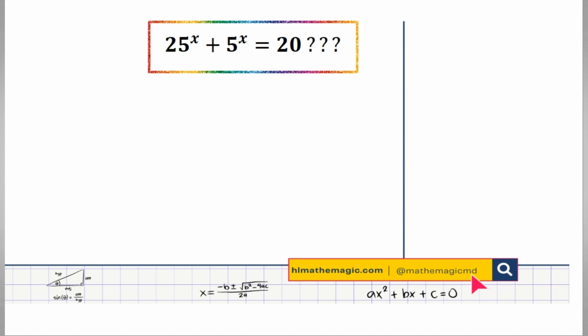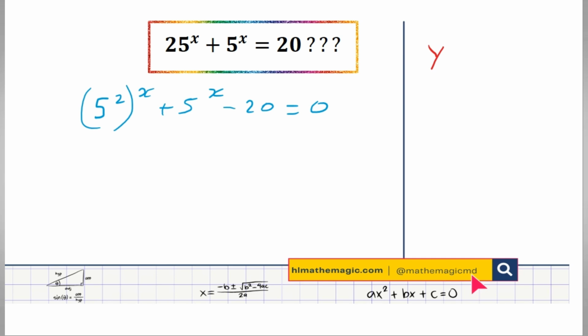So noticing first here that 25 is actually 5 squared, we could say that this is 5 squared to the power x, plus 5 to the x, and we can move the 20 to the left to make sure that we have all the variables on the same side, which will make our life a little bit easier. And this is where your first skill is going to come in.